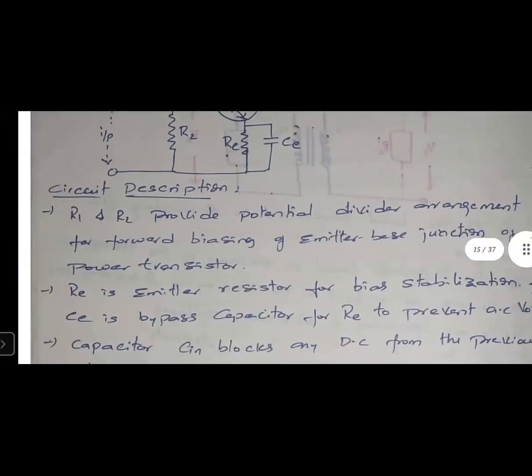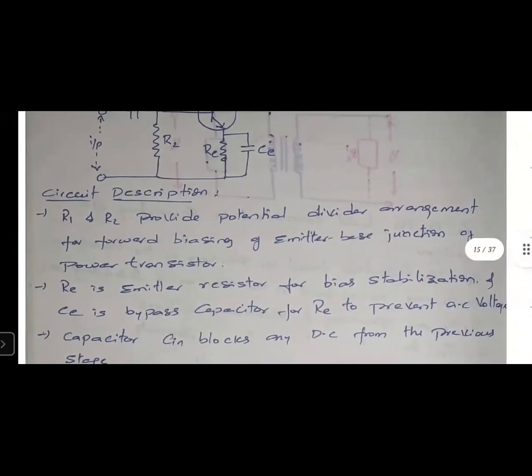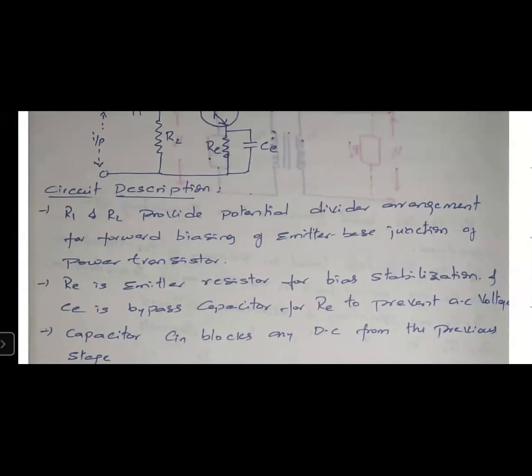That is, we have to write the circuit description like this. R1, R2 provide a potential divider arrangement for forward biasing the emitter base junction in the power transistor. RE is the emitter resistor for bias stabilization.